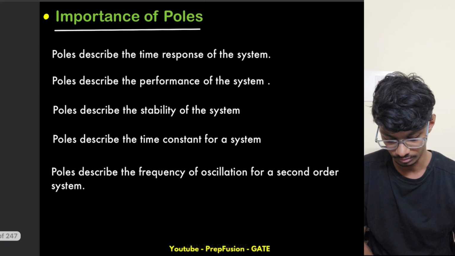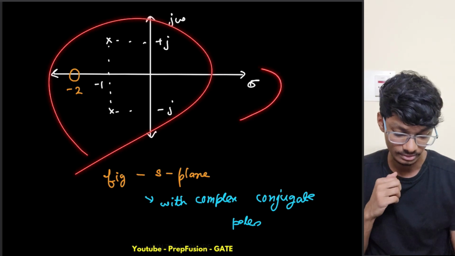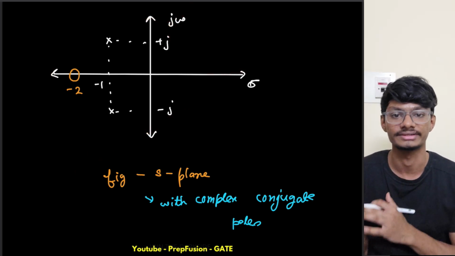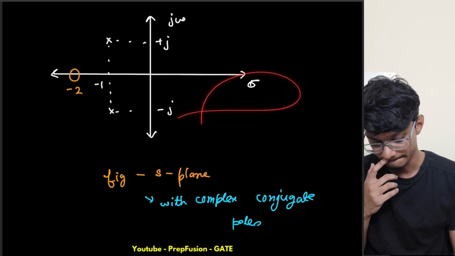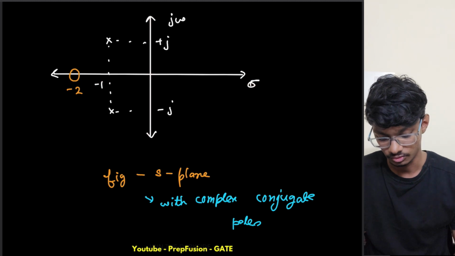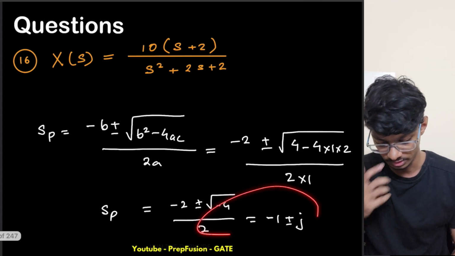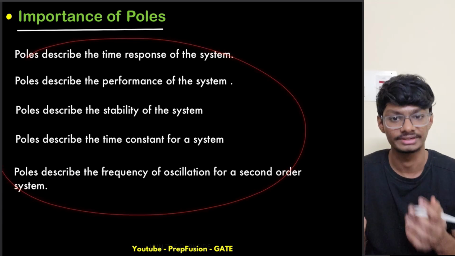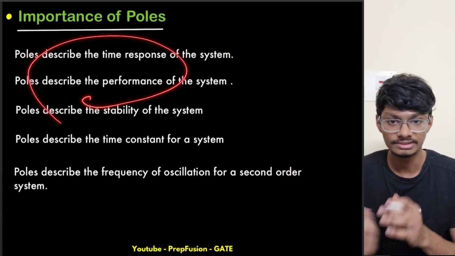All these things I hope you understand. We found out what the sigma plus j omega plane is. S has two components, one is the real component and one is the imaginary component. The real component will lie on this axis and the imaginary component will lie on this axis. We found this for complex conjugate roots and for real roots, and what poles represent, that we understand. All this can be said for time constant also.